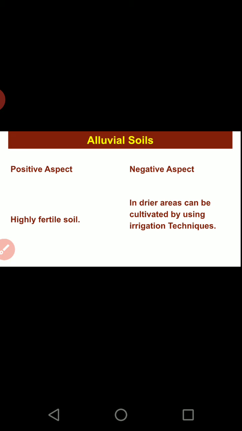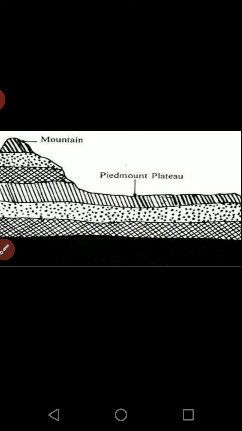For every soil you have to take out one positive point and one negative point. For alluvial soils, positive points are many. You can pick up and write any. Here it is highly fertile soil. You can write that it is good for cultivation of certain crops. You can also write that it is rich in potash and so on. Negative: in drier areas like Rajasthan we find a few regions where the alluvial soils are there. But in these regions, if we want to cultivate, we have to use irrigation techniques. So that is the only minor negative part you will find for this soil.